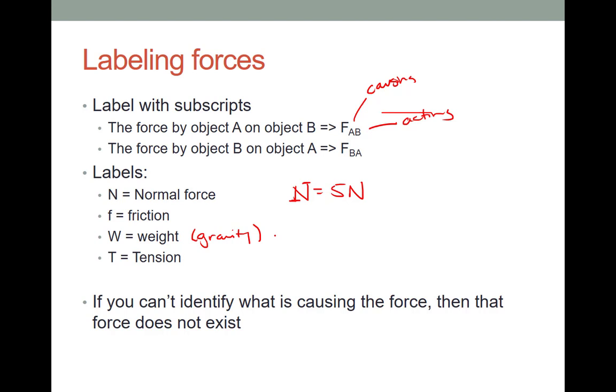Well, big G is a constant that is used for another force later on. Therefore, W for weight works. Okay. And capital T for tension, because typically little t would be a time.